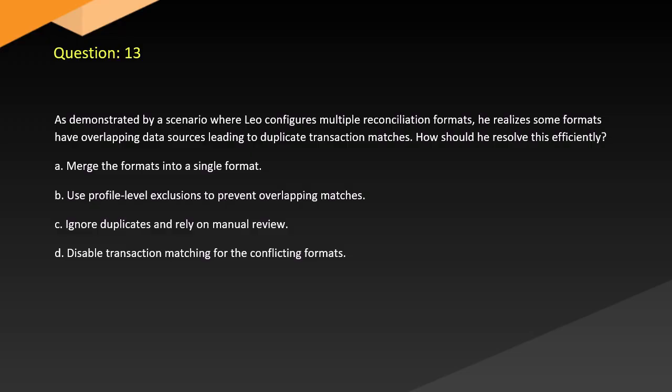Question 13. In a demonstrated buyer scenario, Leo configures multiple reconciliation formats. He realizes some formats have overlapping data sources leading to duplicate transaction matches. How should he resolve this efficiently? A. Merge the formats into a single format. B. Use profile-level exclusions to prevent overlapping matches. C. Ignore duplicates and rely on manual review. D. Disable transaction matching for the conflicting formats.